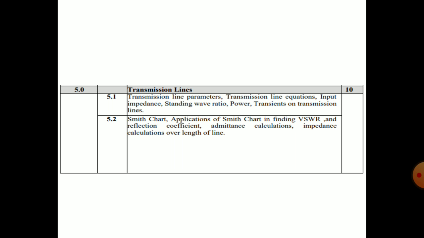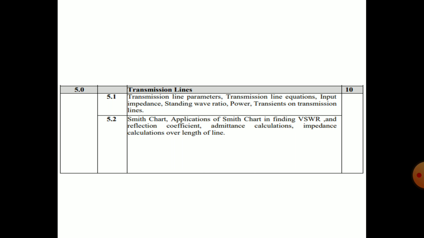This Smith chart is, you can see, in the question paper, there is a part for you that will give you 100% marks. So every subject has some such part available. Applications of the Smith chart include finding VSWR. As I said, in every subject there is a part where you can score 100%.